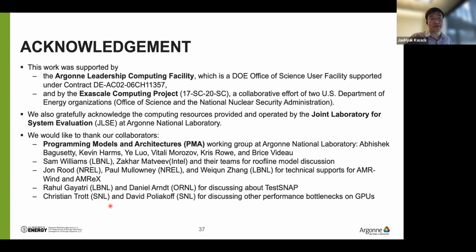This work was done with the NSF and DOE support and the Exascale Computing Project support. We also used the JLSE system at Argonne National Lab for the multiple architectures. And we appreciate our collaborators. We have a voluntary working group called PMA, Performance Models and Architectures, at Argonne National Laboratory. Abhishek, Kevin, Ye, Vitaly, Chris, and Bryce are not authors of this talk, but they provided their technical feedback on a regular basis, so we appreciate their support. And Sam Williams and Jakar for the collaboration on the Roofline model discussion, and John, Paul, and Wei Qin for technical support for AMReX and AMR-Wind. And Rahul and Daniel for discussing the testnet result, and Christian and David for discussing some other performance bottlenecks on the GPU side. So this is all I have.